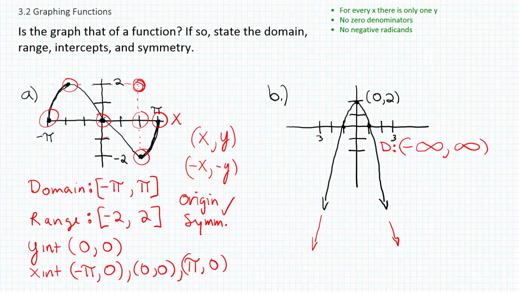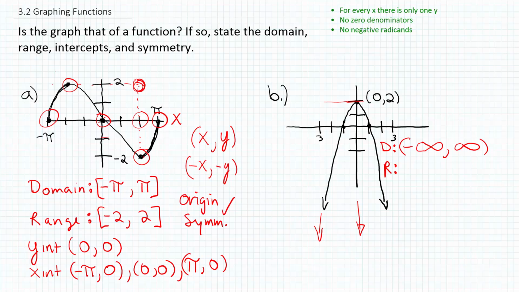Now what about the range? Well, for the range, we just have to consider what's going on the y-axis. It doesn't look like we have any points beyond this point here, and that's at y equals 2. So that means that the maximum value for the y is positive 2. But what about going down? It looks like it goes down and down and down forever, right? It's going to go down forever, and we're going to have, therefore, every y value below 2.